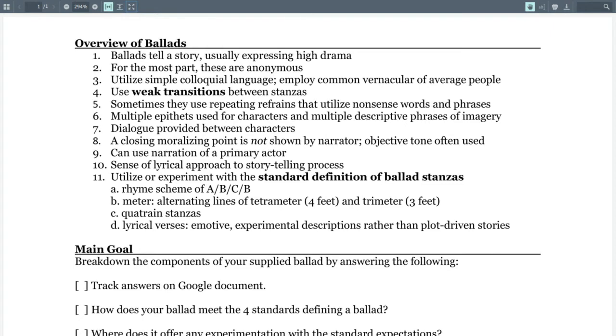They're odd little pieces of poetry. They usually have high drama. They can be very melodramatic. And the older ones, all the way up to the 1700s, let's say, for the most part, they're anonymous. It's around the 1700s and the 1800s that we started having some ballads created that we knew who the author was.